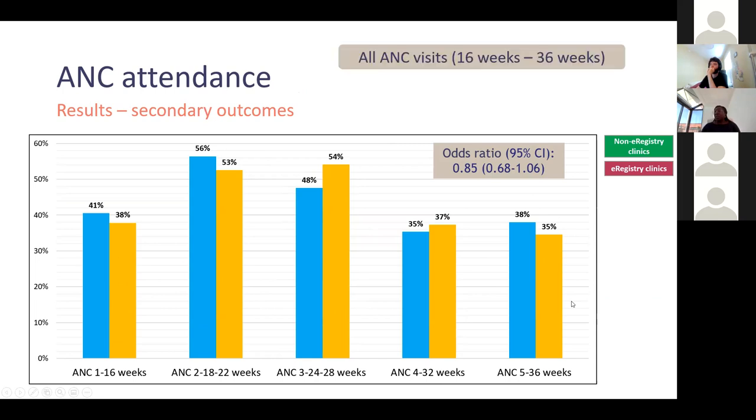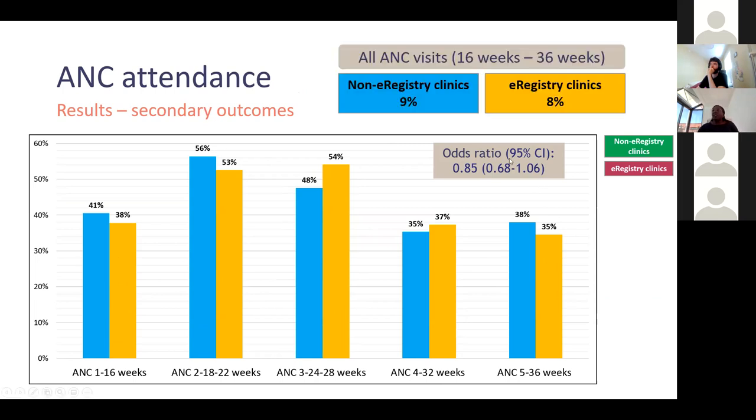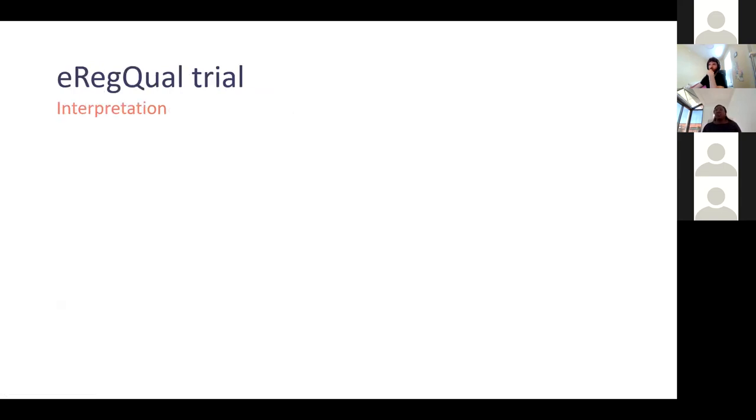And then when we actually look across at all ANC visits, we see that actually when you combine these, because these look like it's kind of reasonable, about you know half the time people show up. But when you actually look at all ANC visits from 16 to 36 weeks, only 9% of people showed up for these visits at the non-e-registry clinics, at the control clinics, and 8% at the e-registry clinics. And so this we feel kind of tries to explain the differences that we saw.